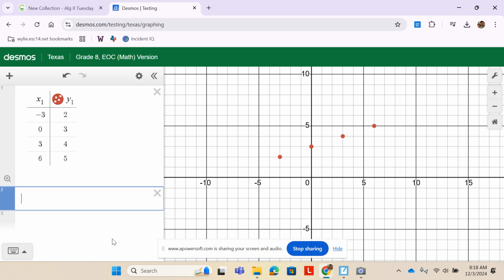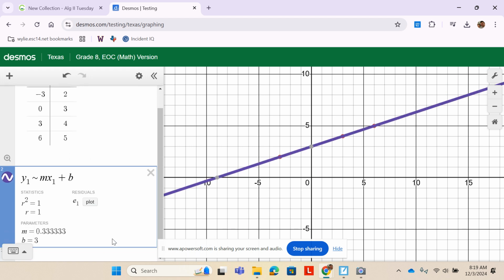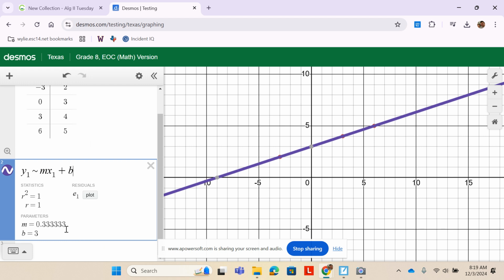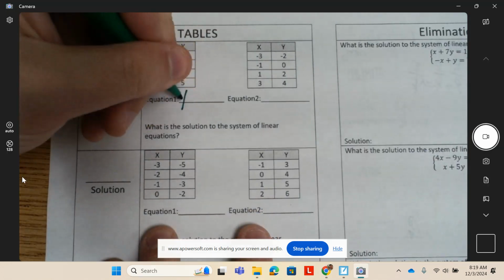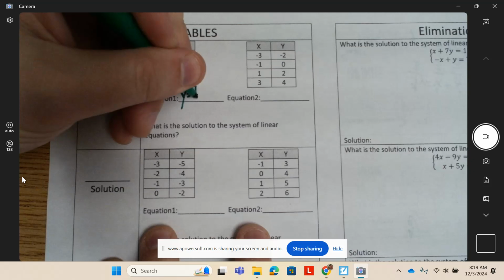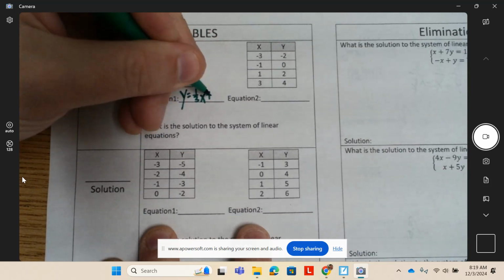And I can do a linear regression, which is just typing in y1, then that squiggly line up by the 1, mx1 plus b. And what that's going to give me is a slope and a y-intercept. So that slope, 0.333, we should know that that is the same as 1/3. So my equation for that first line would be y equals 1/3 x plus 3.